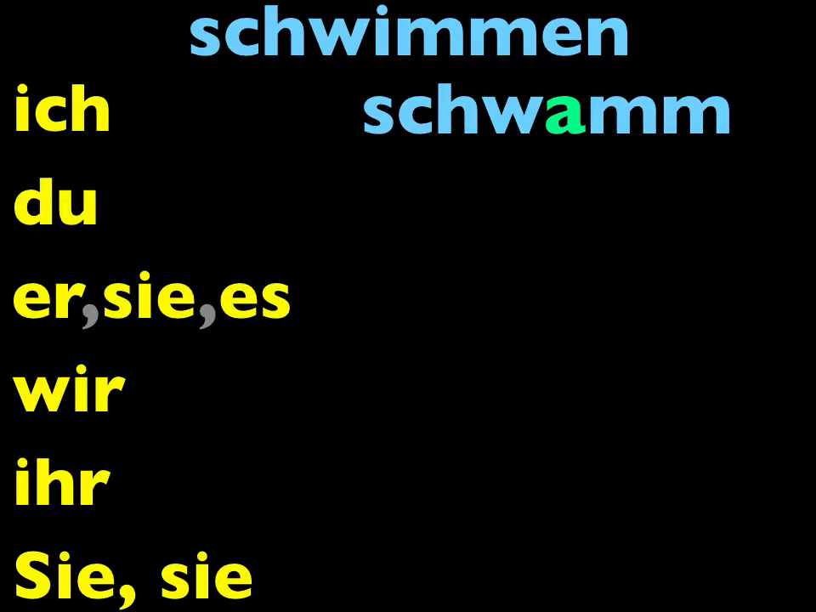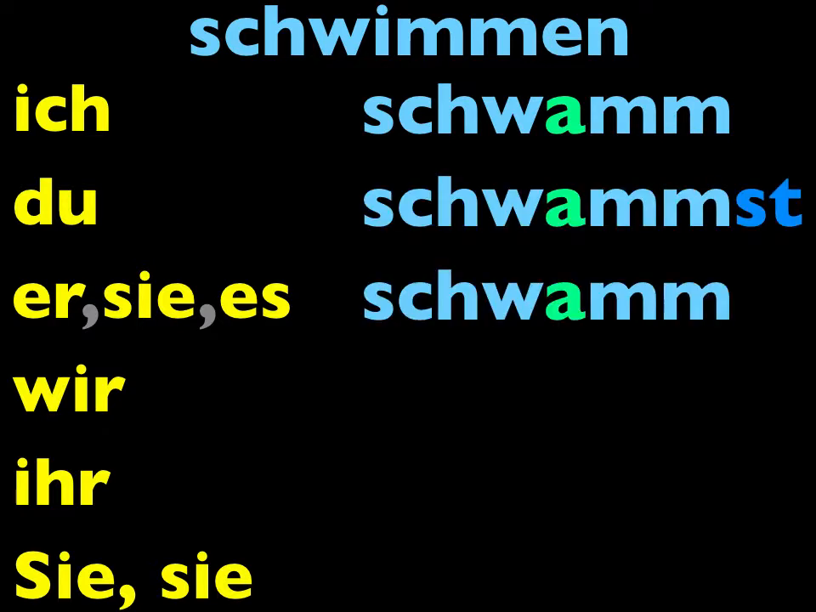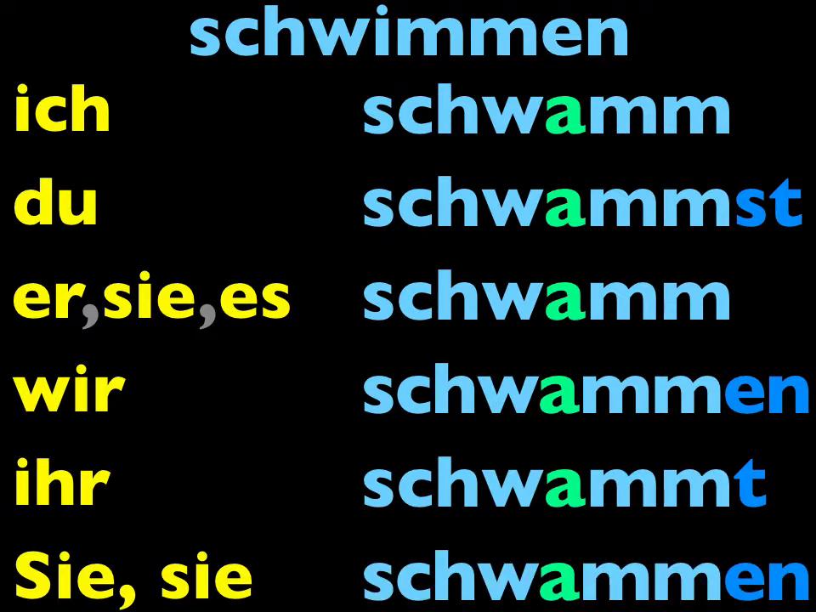Repeat the rest of them. First of all, repeat. Ich schwamm. Du schwammst. Er schwamm. Wir schwammen. Ihr schwammt. Sie schwammen. Good.